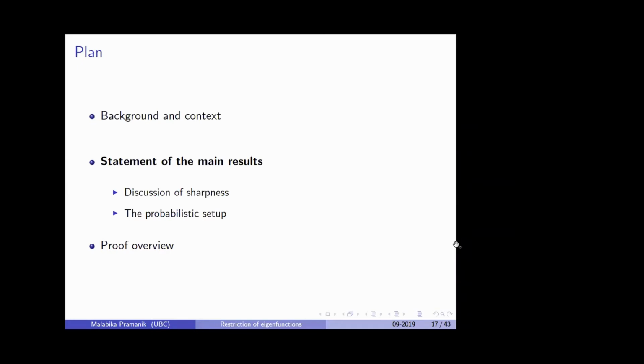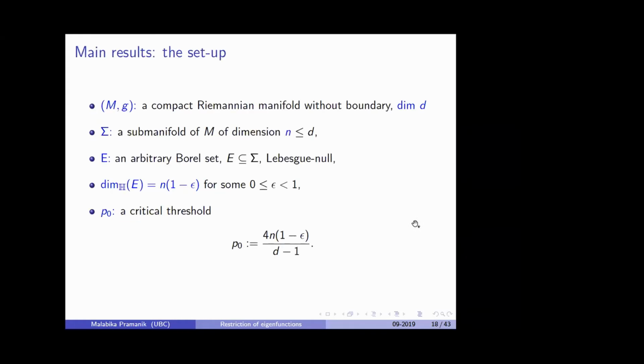All right. So before we state our main results, let's quickly refresh our memory regarding the notation. Capital M is a compact Riemannian manifold of dimension d. Sigma is a submanifold of M of dimension n. Sigma could be M itself, so n could be equal to d. Capital E is an arbitrary Borel subset of sigma, whose Hausdorff dimension is n times 1 minus epsilon. Epsilon is a small constant between 0 and 1.